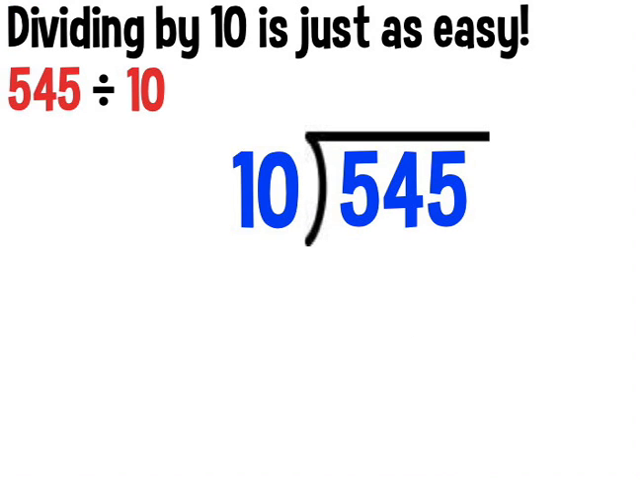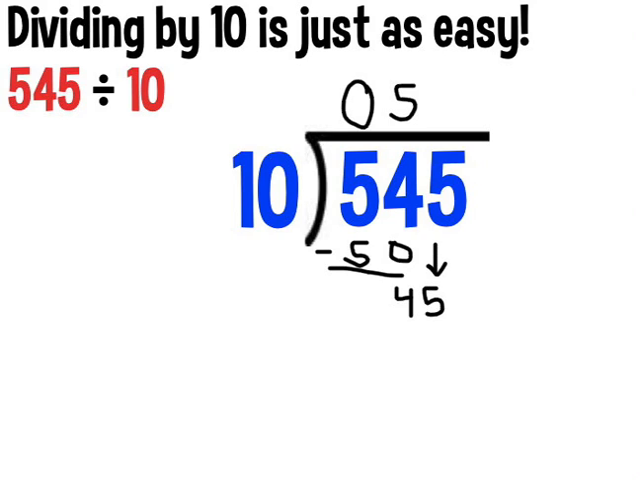Now, when we are dividing numbers by 10, it can be just as easy, even though it looks a little bit trickier. So we can try one way, which is to divide. How many times does 10 go into 5? Well, we know 10 doesn't go into 5. How many times does 10 go into 54? Well, 10 times 5 is 50, so it fits into 54 5 times. We subtract, bring down, and start again.